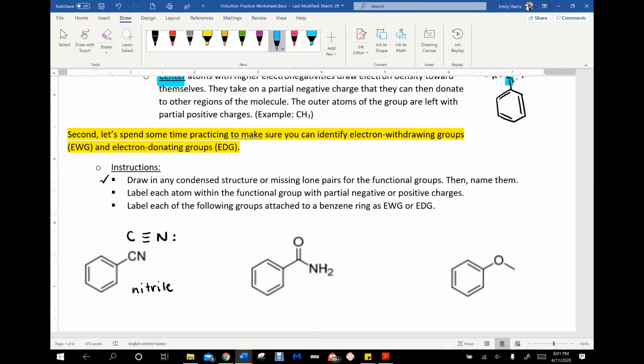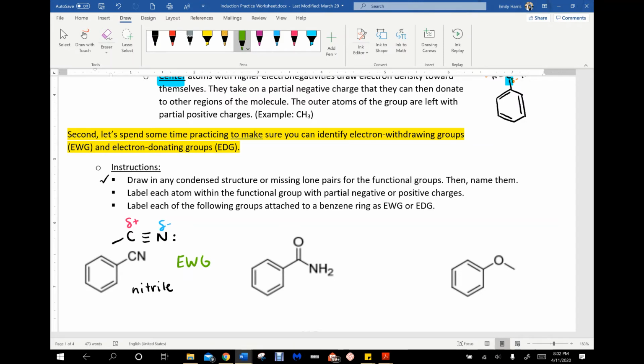Nitrogen will be more electronegative than carbon since it's further to the right on the periodic table. It will take on a partial negative charge, while carbon will take on a partial positive charge. Now we have to decide if this means it's electron withdrawing or electron donating. The carbon is what's attached to the benzene, and since it puts the partial positive charge next to the benzene, it's going to act as an electron withdrawing group. That positive charge will help to take away electron density from the benzene and move it toward that more partially negative nitrogen.